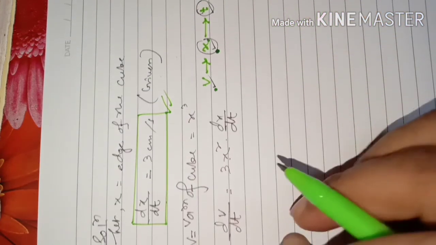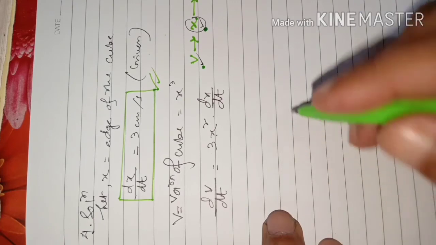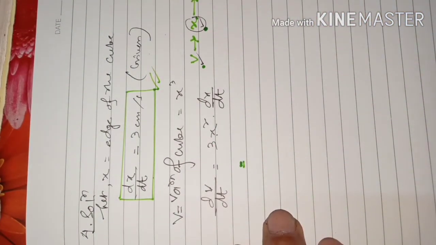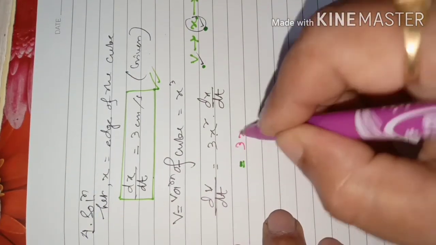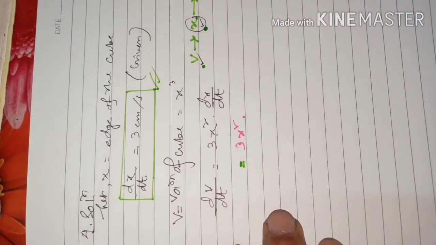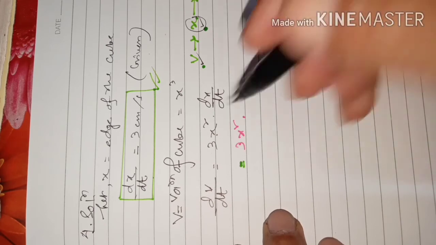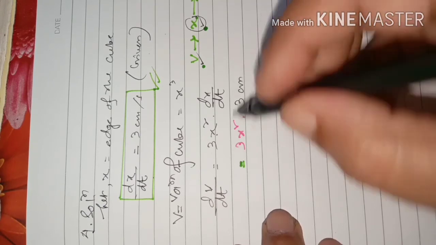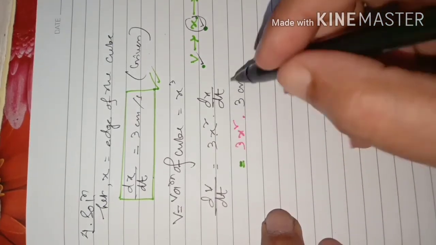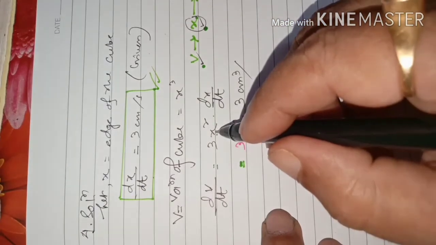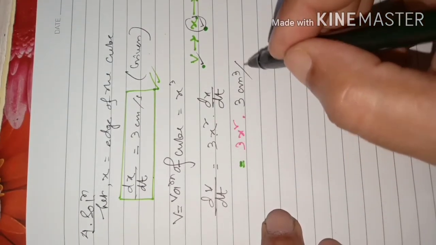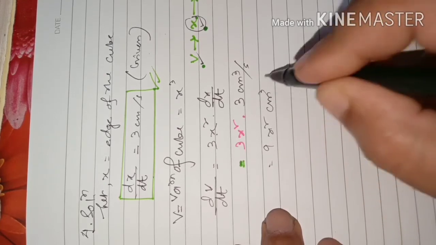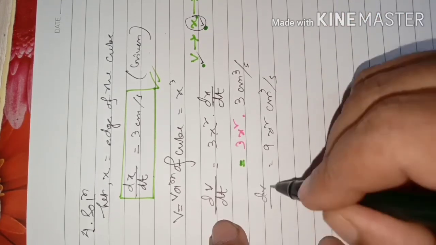So dV by dt is equal to 3x square into dx by dt. What is its value? dx by dt is 3 cm per second. So you can put here 3 cm, and this is also centimeter, it will be centimeter cube, because centimeter square here and x square, per second. So it will give us 9x square centimeter cube per second, dV by dt.